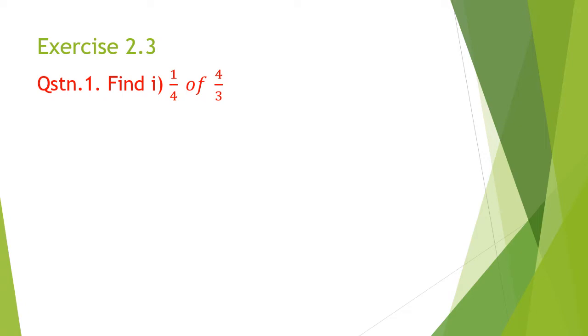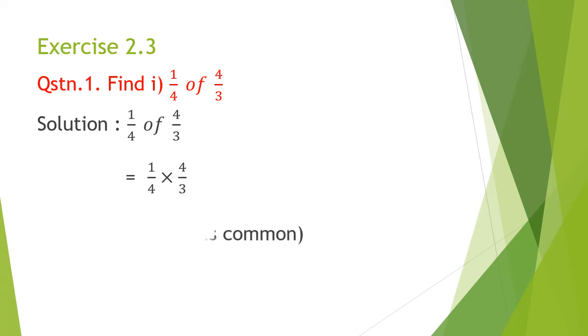Now let's solve the exercise 2.3. Our first question, number 1, part C, find 1 by 4 of 4 by 3. First we change the operation of into multiplication. That is 1 by 4 multiplied by 4 by 3. Here we apply the rule of multiplication of a fraction by a fraction. That gives product of numerators upon product of denominators.